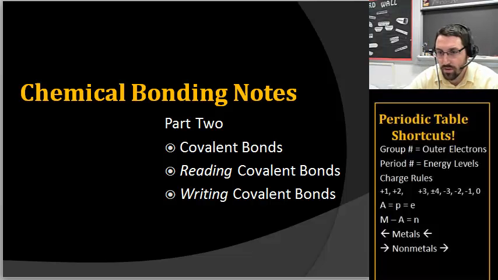Hello students, this is the second video, part 2 for chemical bonding. In this video we're going to be talking about covalent bonds, how to read covalent bonds when they're given to you, and how to write covalent bonds, or how to make the Lewis structures for them.